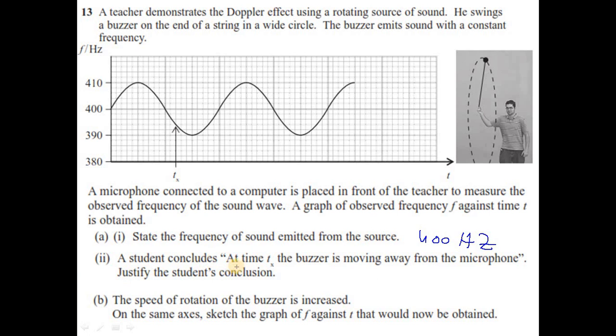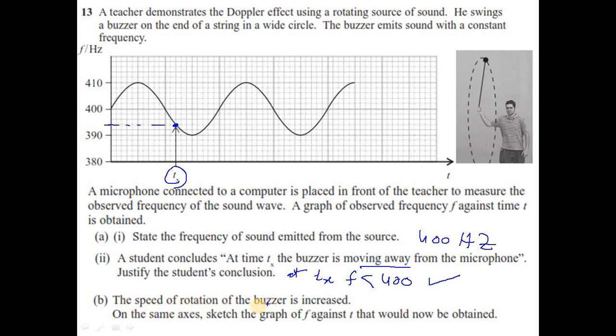A student concludes that at time tx the buzzer is moving away from the microphone. Justify the student's conclusion. The student is saying that at tx the buzzer is moving away, and if you see at this time, this is the frequency. Clearly this frequency is less than 400. So at tx the frequency is less than 400, which shows that the buzzer is moving away. So the student's statement is correct.